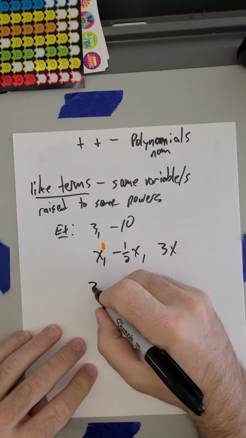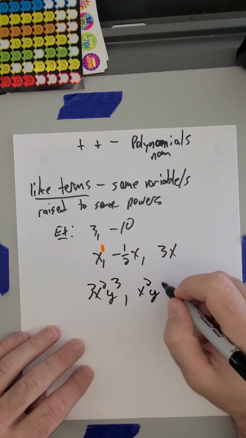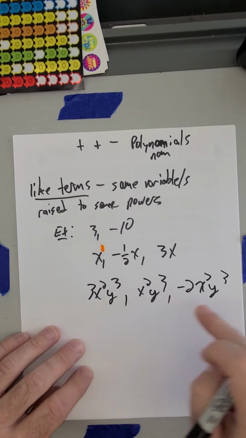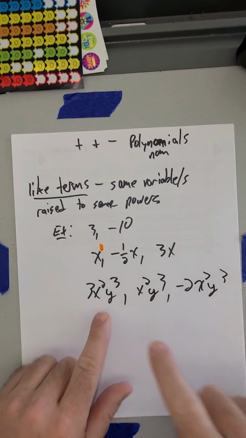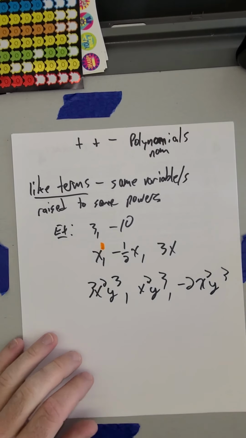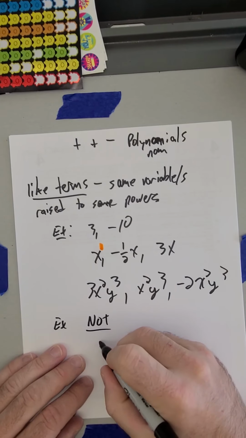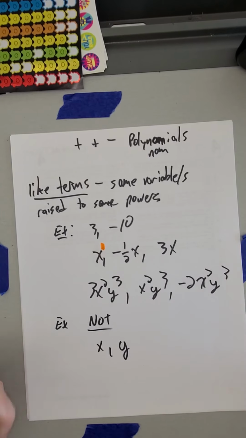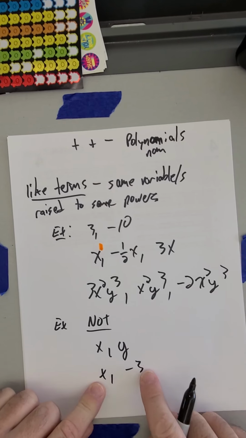What's another example? 3x squared y to the 3rd, x squared y to the 3rd, -2x squared y to the 3rd. See how they all have the same variables, and those variables are raised individually to the same power? So x squared and y to the 3rd. Easy peasy. So here are some examples of not like terms. X and y. They're both raised to the first power, but they are different variables. X and -3. This has a variable, this doesn't.